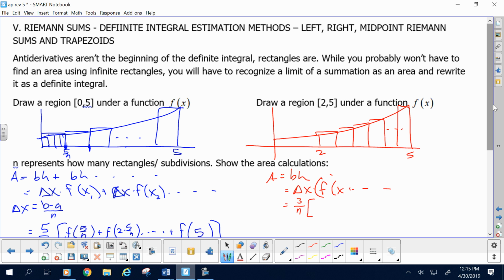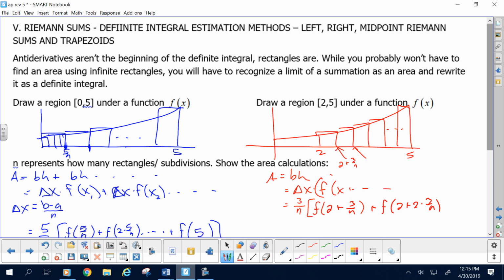Is it 0 to 3? Is it 2 to 5? Is it 1 to 4? 3 wide could be a million different places, right? To see where it started, you actually have to look inside the function. The first x at which you drew a height was not just 3 over n, because you didn't start at 0. You started at 2 and went up 3 over n. So the first x at which you drew is 2 plus 3 over n. The second x at which you drew was 2 plus 2 times 3 over n. So the x's at which you draw are always 2 plus some number of 3 over n's.